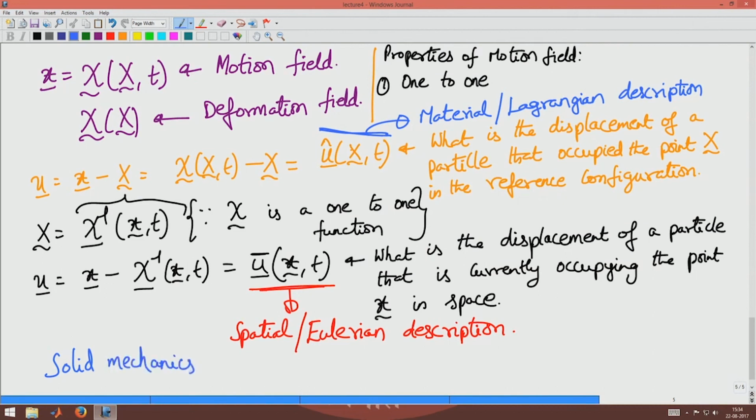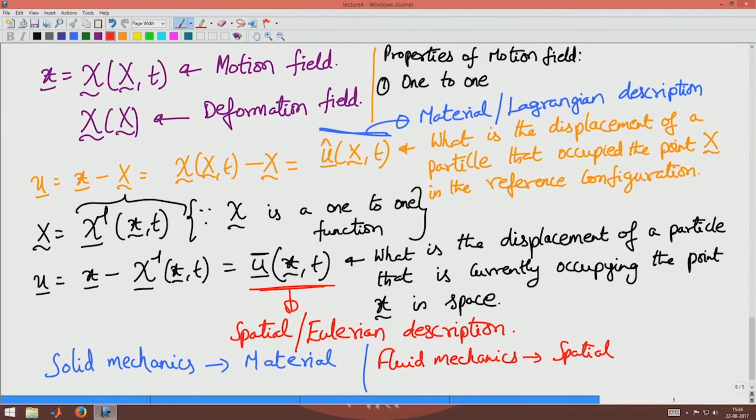When the body is a solid, you use material description, and you use spatial description in fluid mechanics. Okay. So, basically there are two ways in which you can write a displacement function.